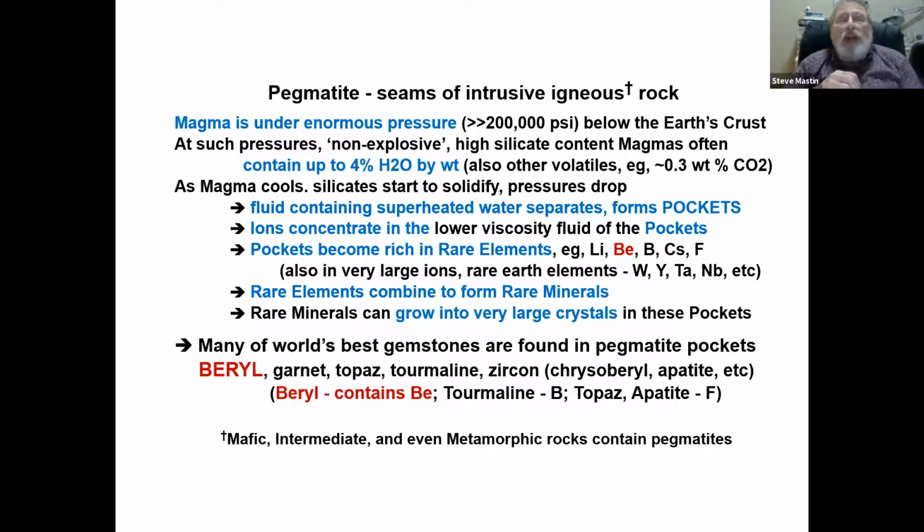All right, so what are pegmatites for sure? They're seams of intrusive igneous rock. Intrusive because they never reach the surface. The magma that starts to form them is under incredible pressures, more than 200,000 PSI. Under those pressures, there are lots of different kinds of magma, but the ones we're interested in are the ones that have high silicate content and are non-explosive. And the reason they're non-explosive is they contain less than 4% water by weight.